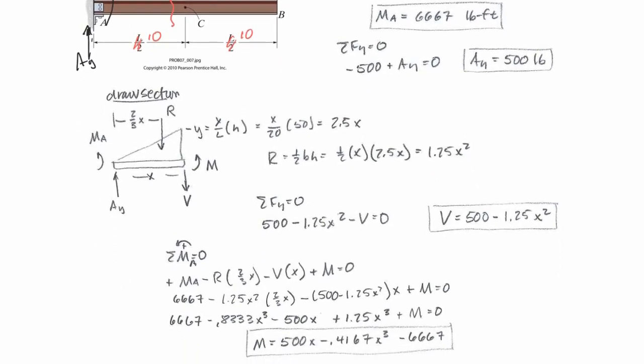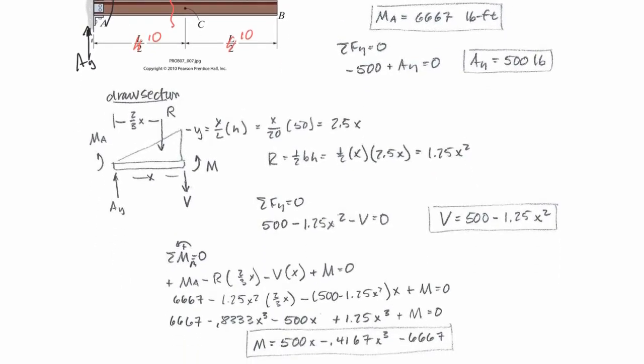Let me move that up a little bit. I guess I can get the whole thing in. Sum the forces in the y. I got 500, which is that. I got the resultant, negative 1.25x squared, minus shear, and I get an equation for the shear. Sum of the moments about A: I have that positive moment minus the resultant times 2/3 x going in that direction, minus the shear times x going in that direction, plus the moment as a function of x. I'll let you follow my math. You can look and see how I did, but I get a moment function with an x, an x cubed, and a constant.